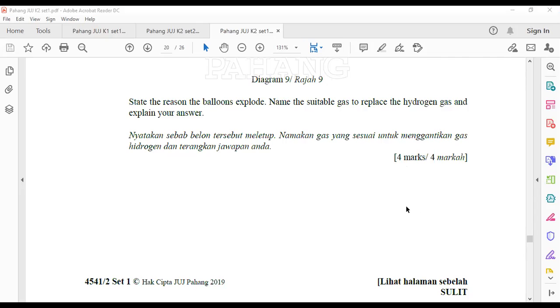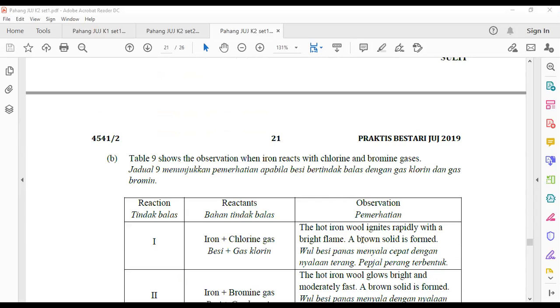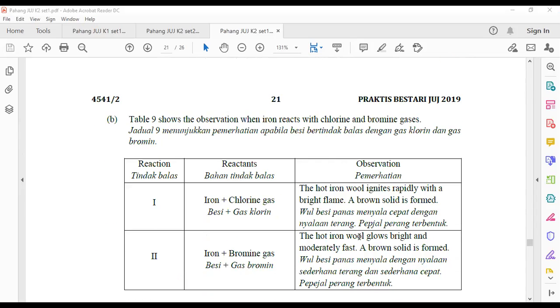I repeat, helium is used to substitute the hydrogen gas. Reason: helium is lighter. Please don't write light, because light does not compare. Lighter than hydrogen gas, or you can say the helium gas is lighter than the air. Next one, the helium gas is chemically inert or chemically unreactive.